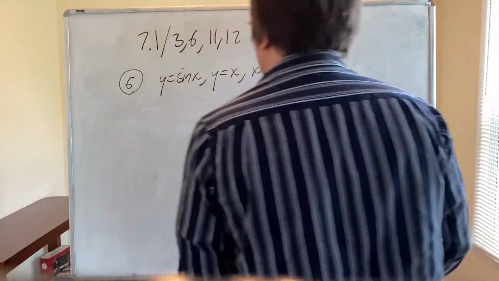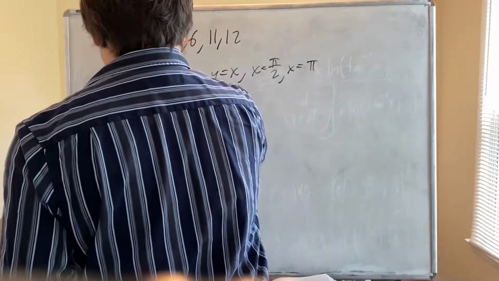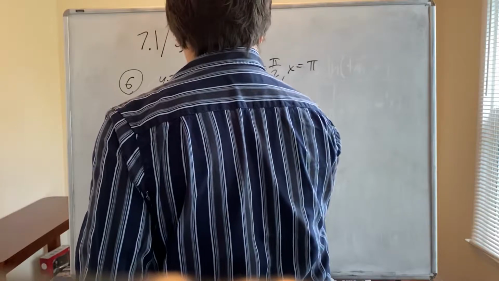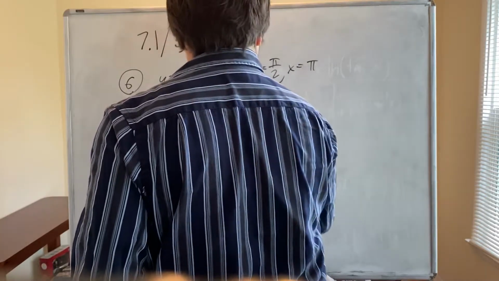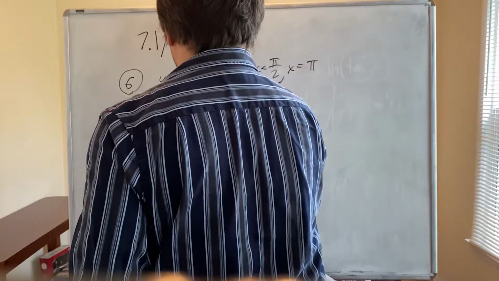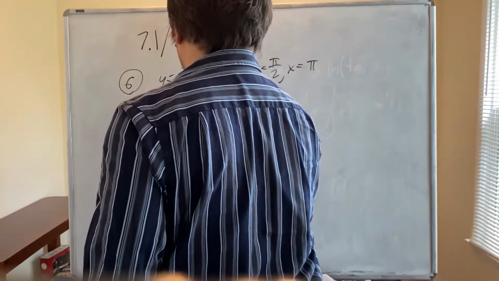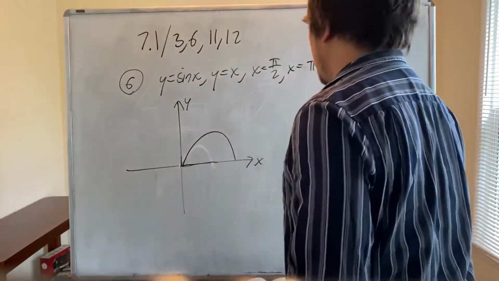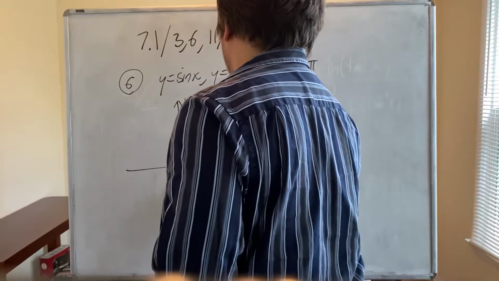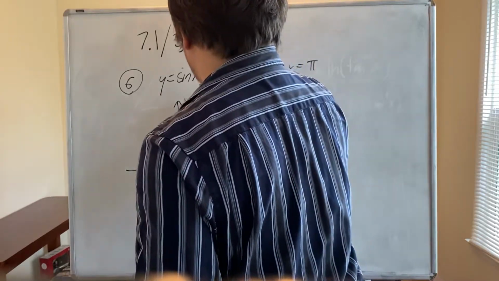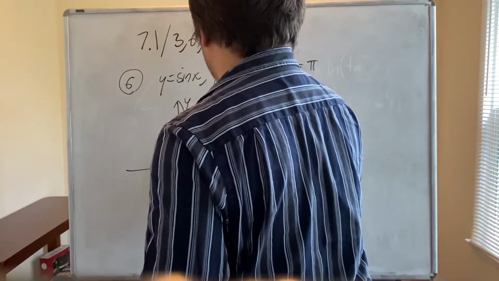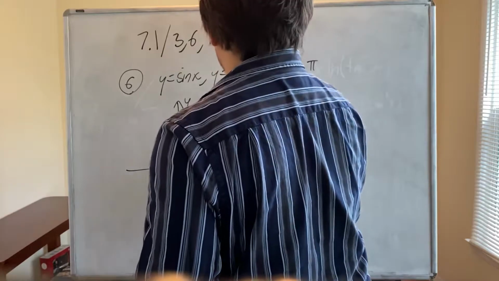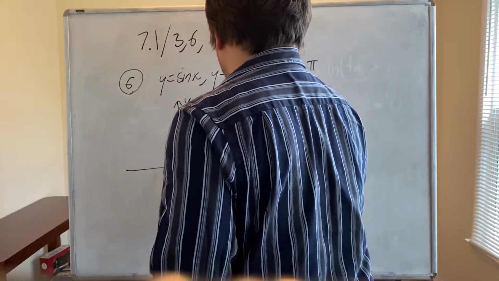Okay, so let's draw the region bounded by those four curves. You have the x-axis, you have the y-axis, and you have sine x from pi over 2 to pi. I'm going to make this bigger. So we're going to go from pi over 2 to pi. x equals pi over 2 looks like that. That's the height of the sine function at value 1 there. This is x equals pi.